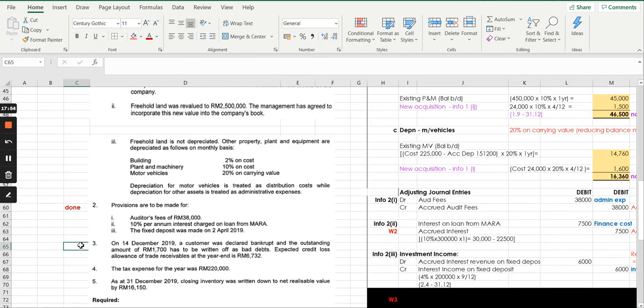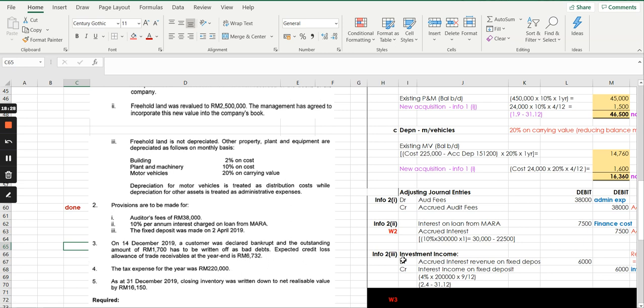Item number 3 is on allowance, or on accounts receivable, which is related to MFRS 9, where you have a customer that was declared bankrupt, and the outstanding amount of 1,700 has to be written off. So for this 1,700 that has to be written off, there is one journal entry that you need to do to write off as bad debt. And you are also given the expected credit loss allowance for the trade receivable for the year end to be 6,732. This is actually the allowance balance at the end of the year.